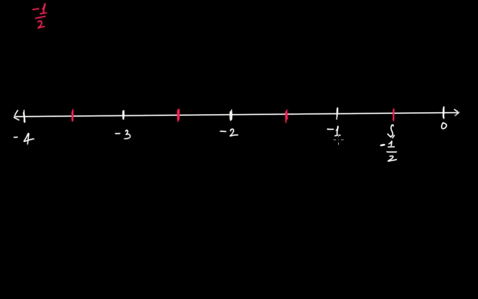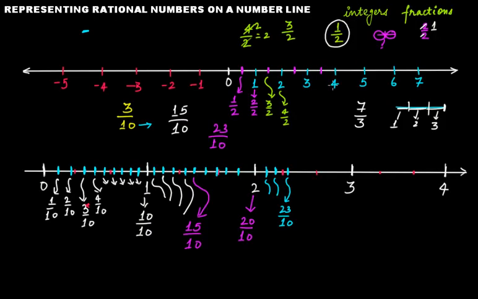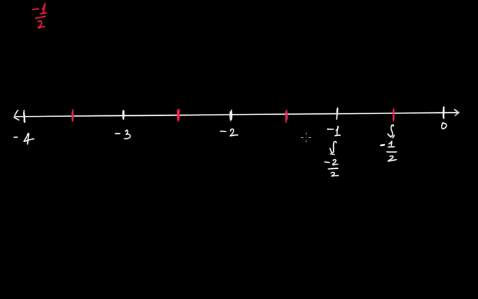This is minus 1. So clearly this minus 1 is minus 2 over 2, right? Same thing we have discussed here. This actually is minus 3 over 2, right? So if someone asks you how will you represent minus 3 over 2, it's here. Now suppose someone asks you that this is minus 1 over 2.